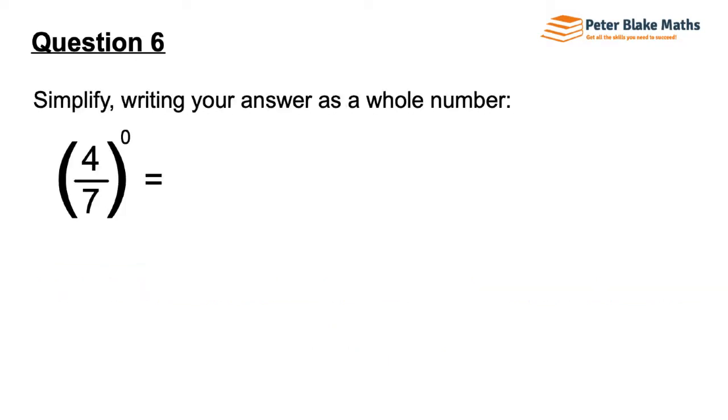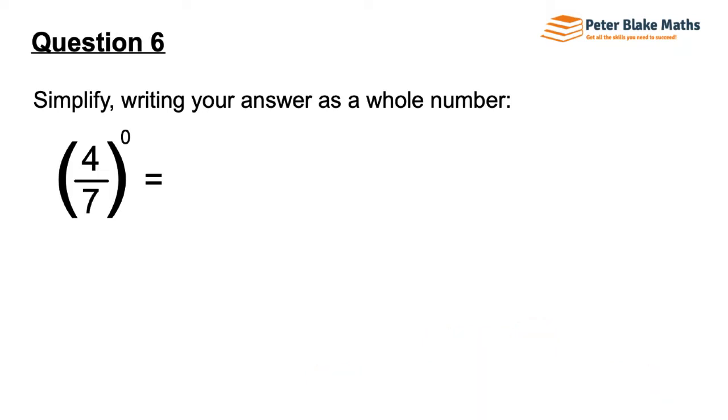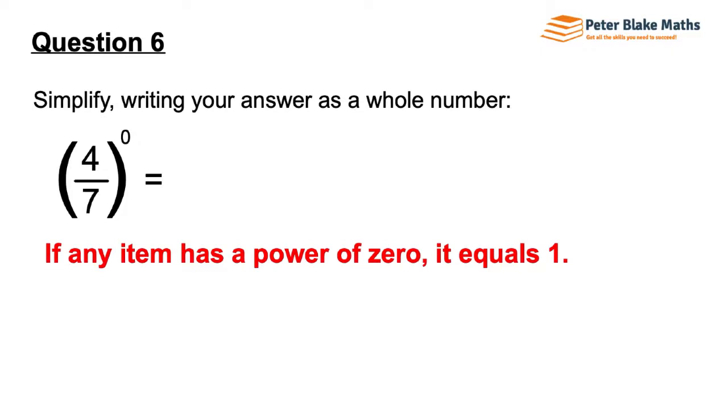Question 6. Simplify, writing your answer as a whole number, 4/7 all to the power of 0. If any item has a power of 0, it equals 1. So this 4/7 is all to the power of 0, so that whole thing ends up equaling 1.